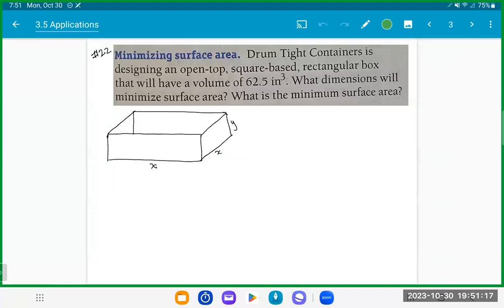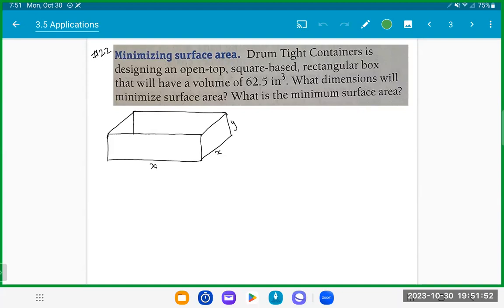Okay, let's look at another example from this. Now in this case, instead of maximizing, now we're going to minimize. Okay, and so surface area, just as a refresher, surface area of an open top square-based rectangular box is found by adding the area of the base and the four sides.